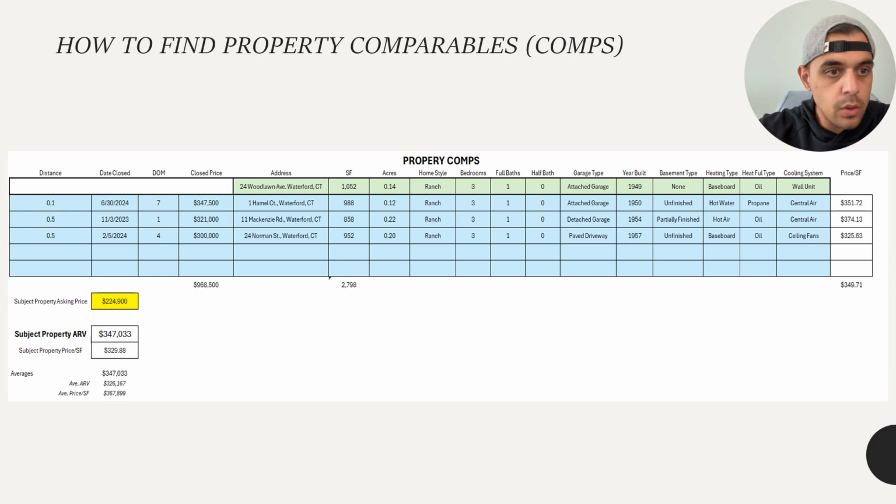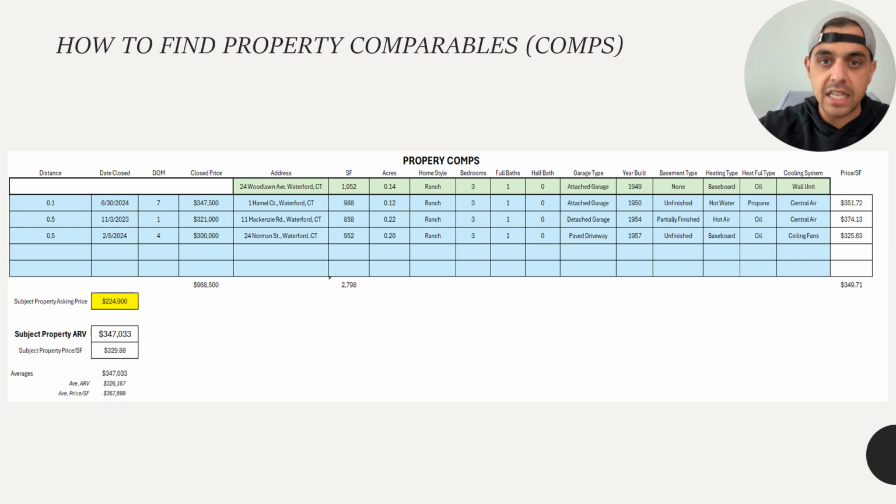Now you'll look below. You've got 3 comps, all within a half mile, all sold within the last year, all within that 10 to 15% of our overall square footage. And also in terms of lot size, we're pretty much in the same ballpark, at 0.12, 0.22, 0.2, and we're at 0.14. They're all ranches, they're all 3-1s, and they're all built, we're 49, they're 50, 54, 57. So within that 25-year range. So check. Now, obviously, this is a really good comp.